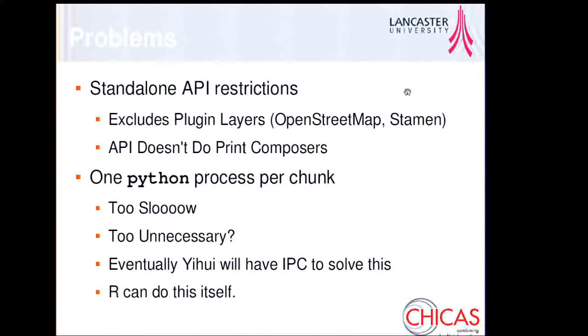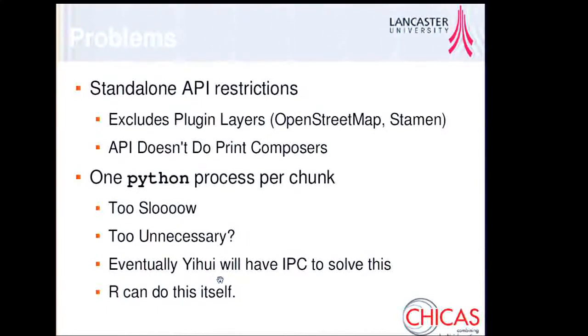there are some restrictions on that API of QGIS. You can't put plugin layers in. So you can't have nice OpenStreetMap backgrounds or the Stamen watercolor backgrounds. The API doesn't handle the print composer, so you can't do a nice fancy thing with all sorts of legends and logos and zooms and things. You have to have one Python process per chunk of code, which means it can be a bit too slow. It seems unnecessary to me.